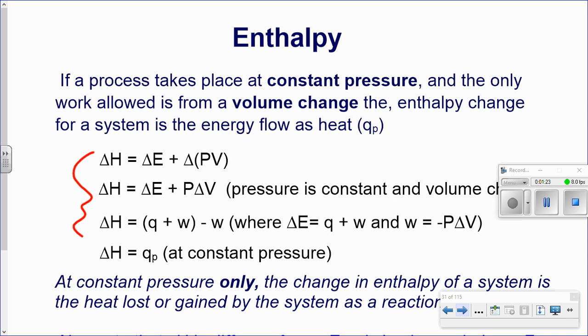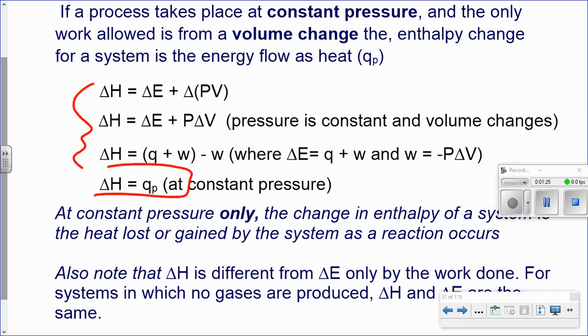But really what I want to go down to is that this is the key. Okay, that enthalpy, or delta H, is equal to heat exchanged at constant pressure. So that little p there actually means a whole lot. So heat exchanged at constant pressure. So Q and delta H can mean the same thing as long as you have constant pressure. So it says here at constant pressure only, reading here, the change in enthalpy of a system, so the heat lost or gained by the system as a reaction occurs. The change in enthalpy of a system is the heat lost or gained as a chemical reaction occurs.